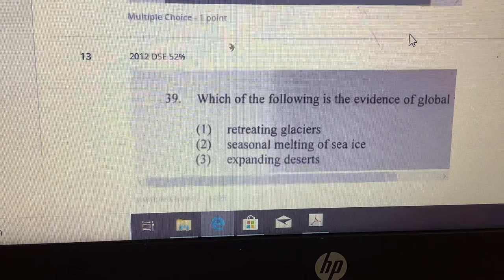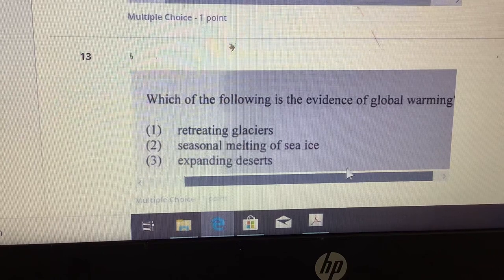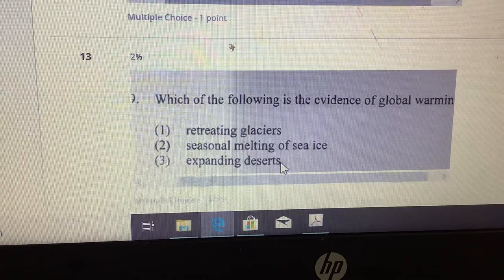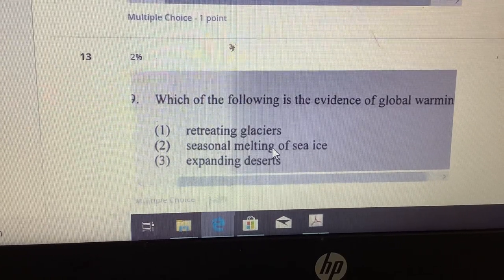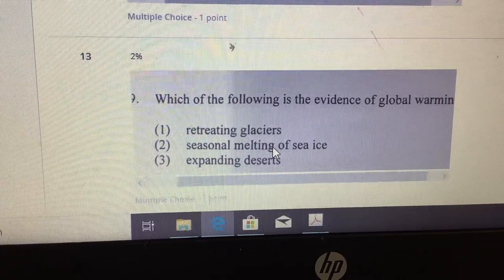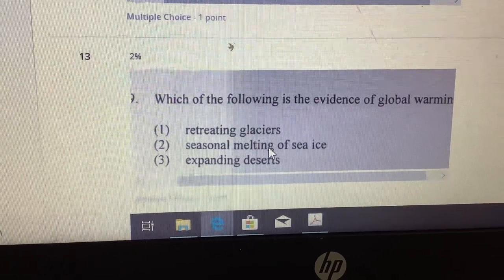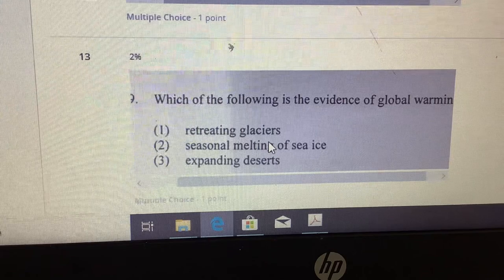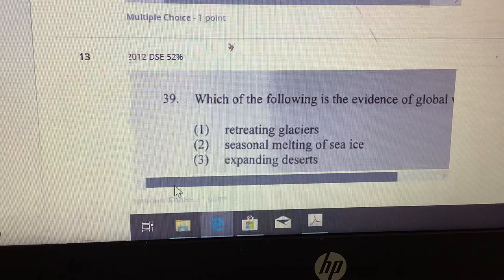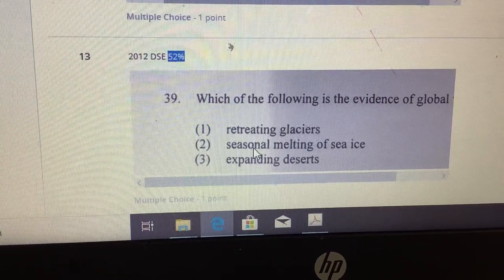Number 13, which of the following is the evidence of global warming? Retreating glacier, yes. Seasonal melting of sea ice, no. Expanding deserts. Why is number two not correct? Because it's always happening, year by year. You will feel summer is hotter than winter, which is very usual. You cannot say, oh, summer is very hot, so global warming has taken place. It's not that sense, right? So number two is not correct. Number one and number three. Be careful about the terms. Seasonal, because a lot of people get it wrong as they miss the word seasonal.